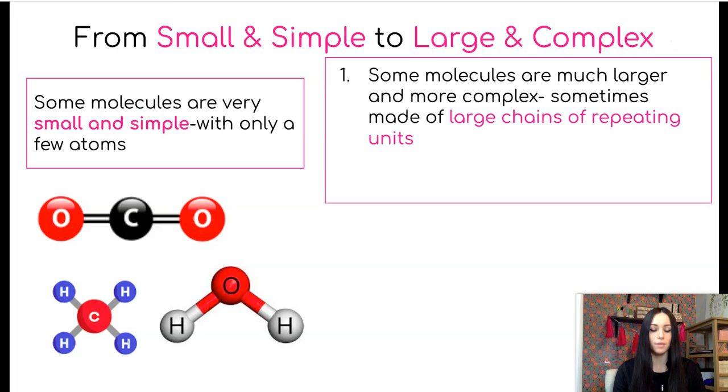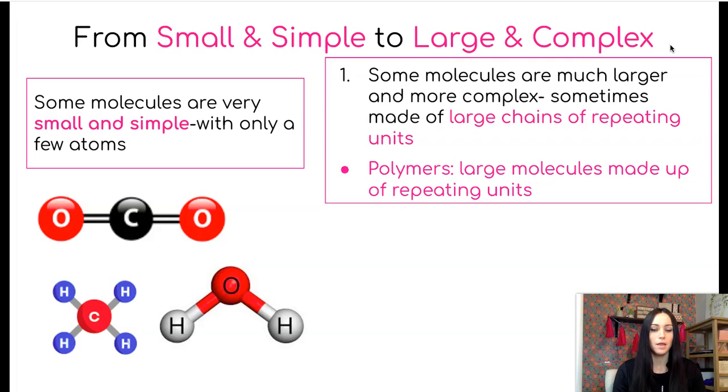There are other compounds that are made of molecules that are much larger and more complex. Sometimes these are made of large chains of repeating units, up to thousands of units long. These are called polymers. Polymer means many. A polymer is a large molecule made up of lots of repeating units.